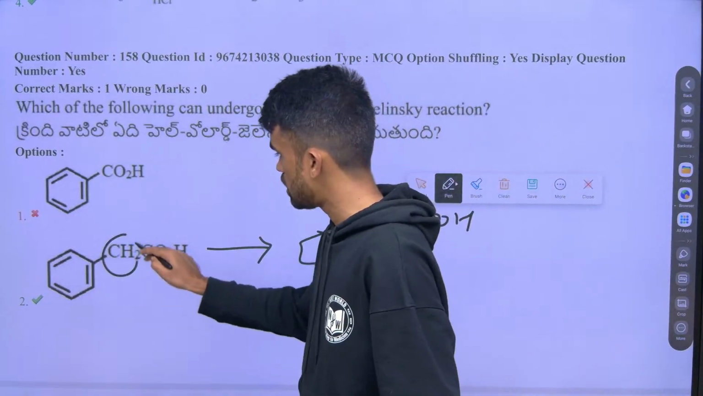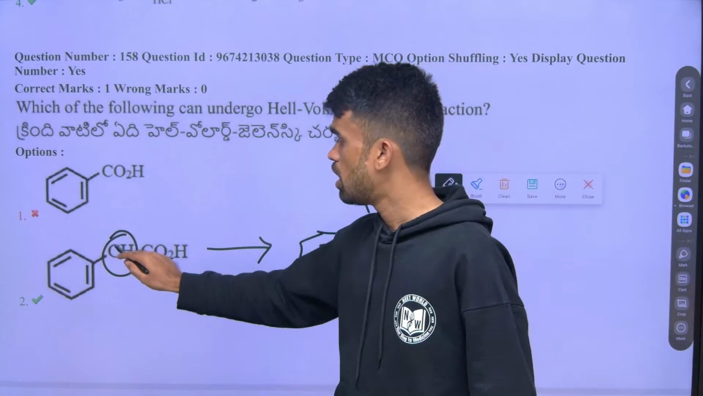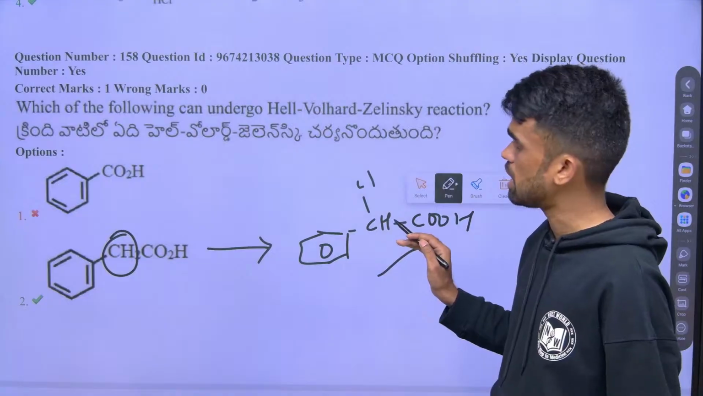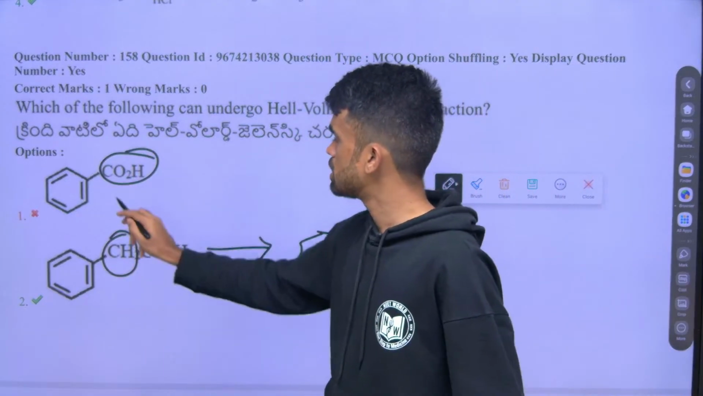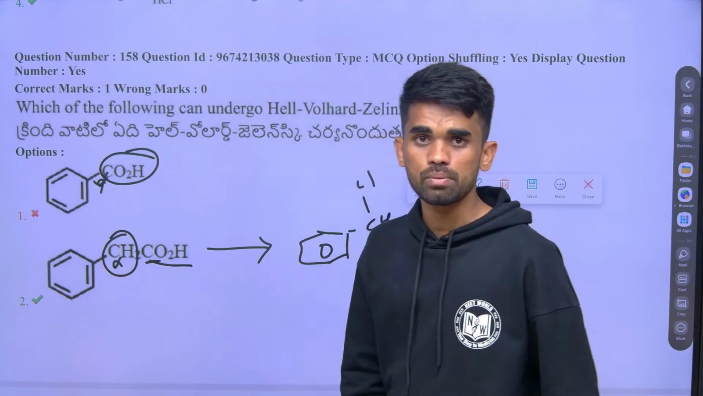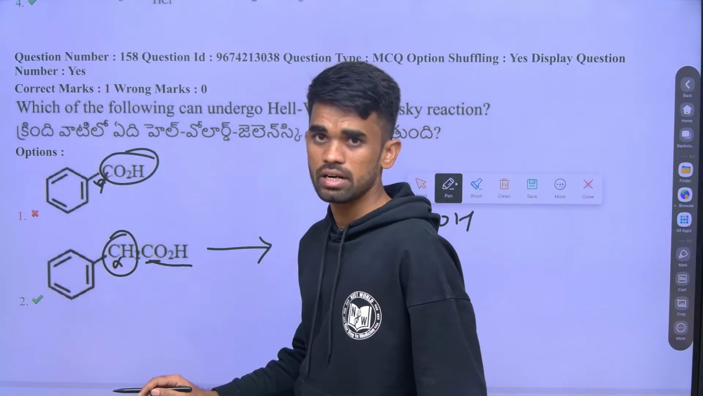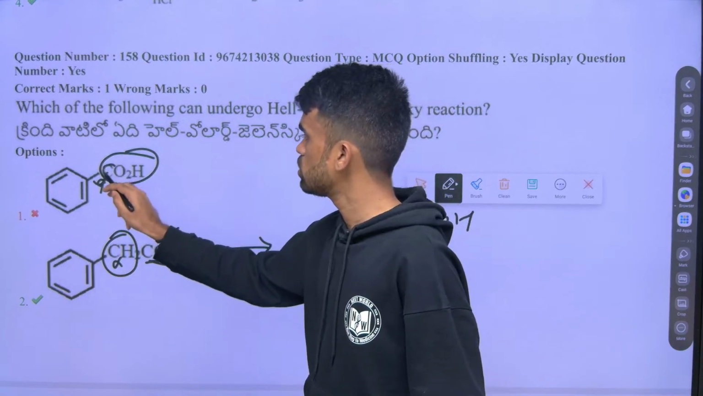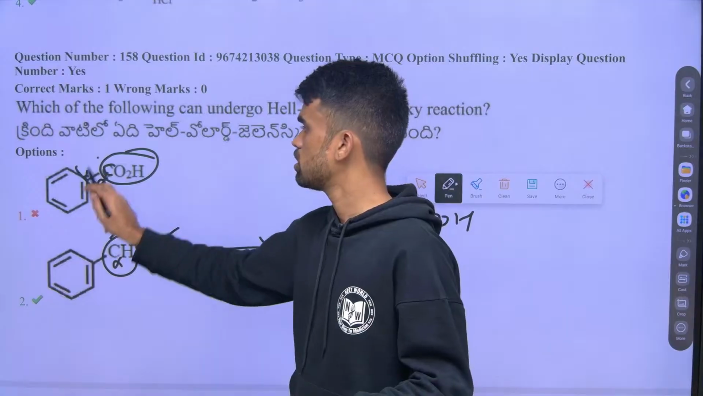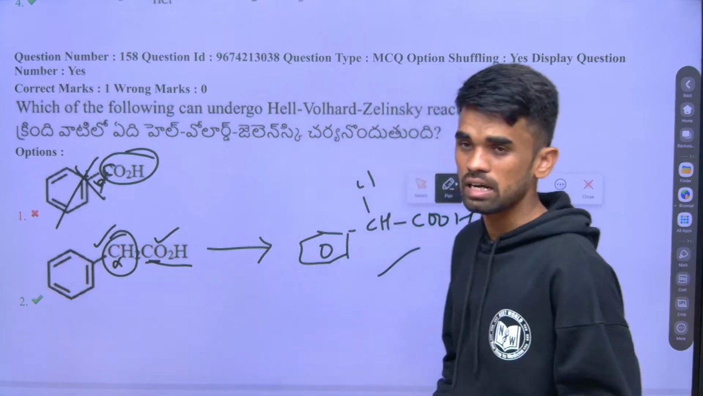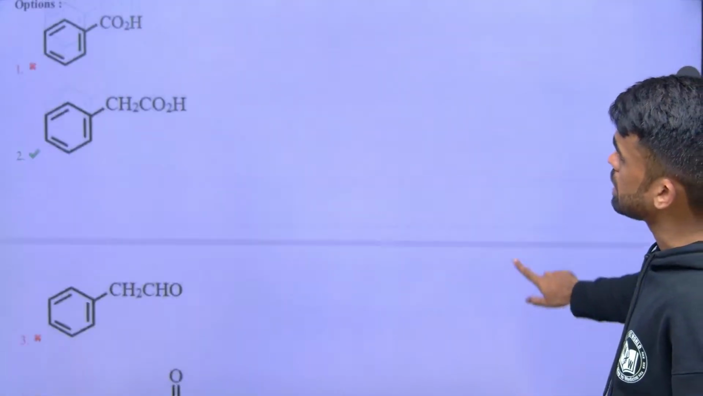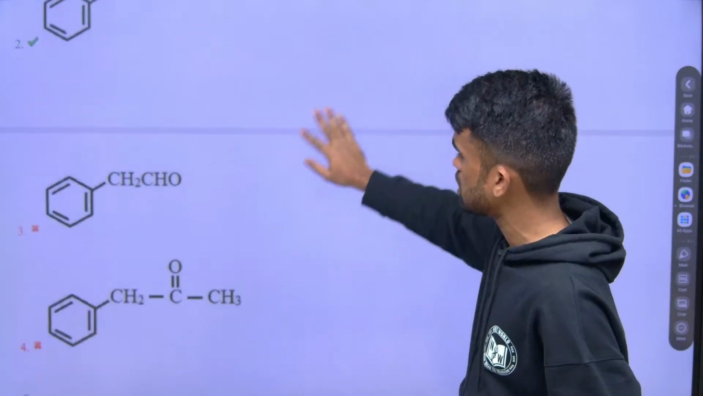What is the primary condition here? We require 1 alpha carbon with alpha hydrogens present. Only in those cases does the HVZ reaction take place. Here we have a carboxylic acid, but there is no alpha carbon. In this one, the adjacent carbon is the alpha carbon on which hydrogens are present, so the reaction takes place. In the other, there might be an alpha carbon, but there are no alpha hydrogens, so no reaction in the first case. It takes place only in this kind of species. The HVZ reaction only takes place in carboxylic acids, not in aldehydes and ketones.